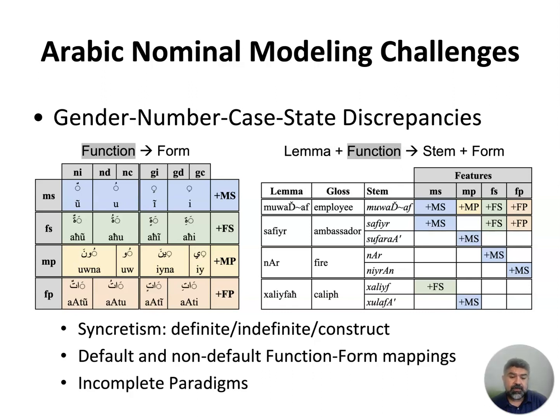Other examples are things like Nar, fire, and Khalifa, caliph, which actually both flip the gender. For example, Khalifa is masculine, but it takes a feminine singular suffix, and its plural takes a masculine singular suffix. So all of these are aspects that we need to model within our solution.